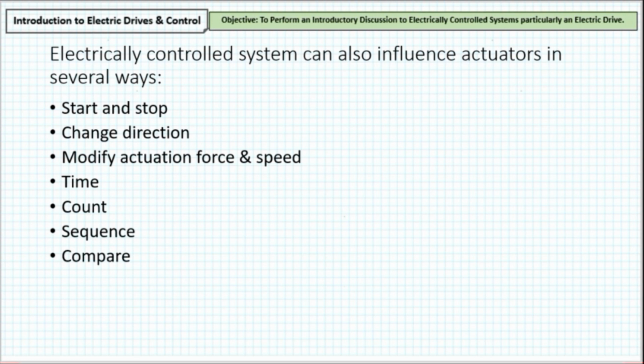For example, if there are two motors working simultaneously, there are probably sensors that can detect that they are working simultaneously, and thus can perform another task. Compute and communicate. So those are the things an electrically controlled system can do to influence actuators.